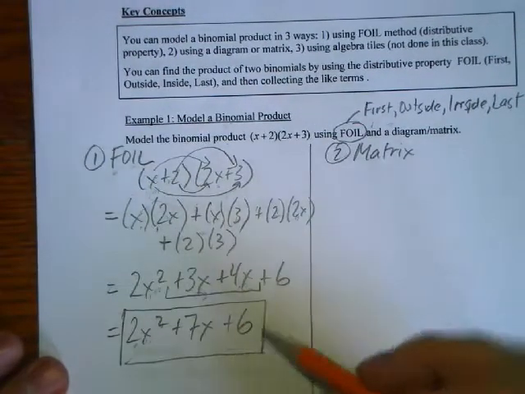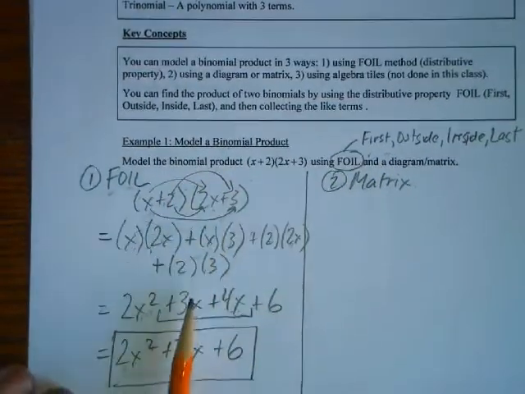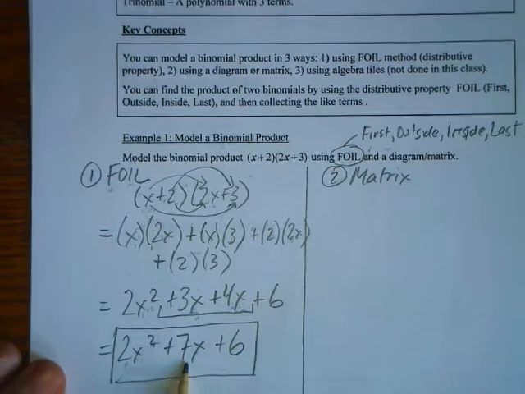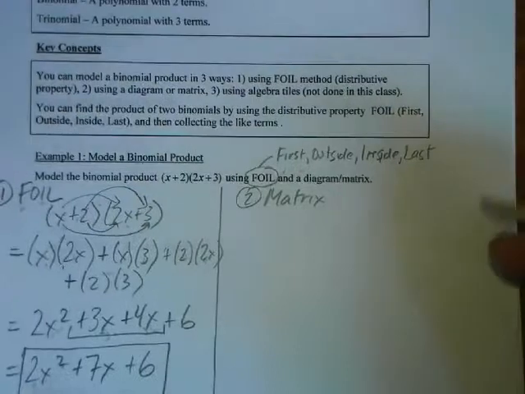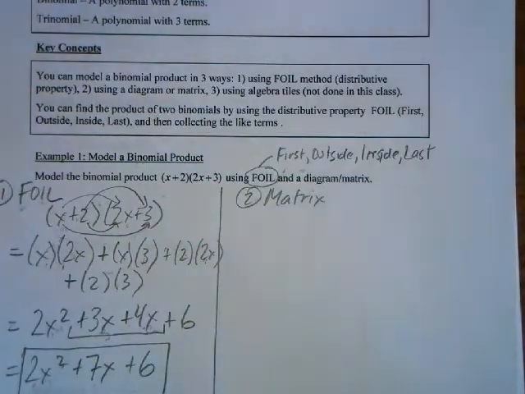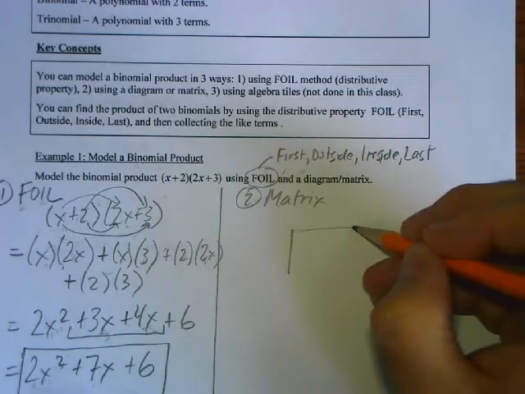Now, I mentioned earlier, do we have to do it in the same order that the acronym FOIL says? You don't have to, but if you look at it, it comes out nicely in this order, so that when you write it, it goes from highest degree term to lowest degree, and it also puts the two like terms together in the middle, so they're easy to spot and combine in your final step. Okay, so let's show you the matrix method. So a matrix is kind of like a little table. So what I do for FOIL is you just do like a 2 by 2 table.